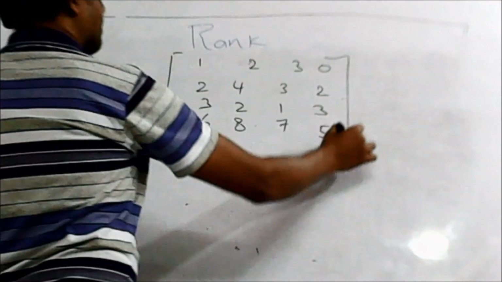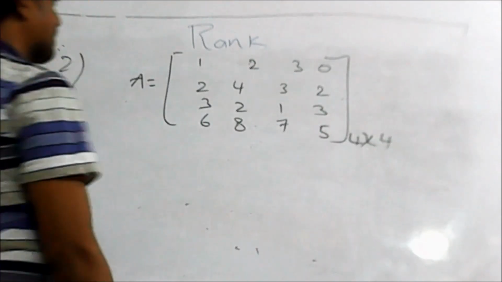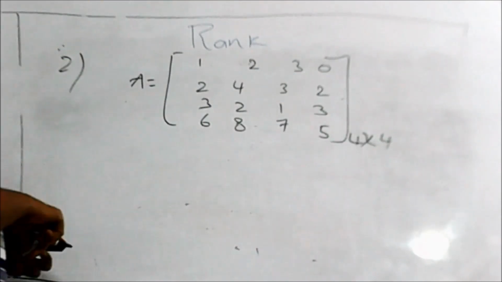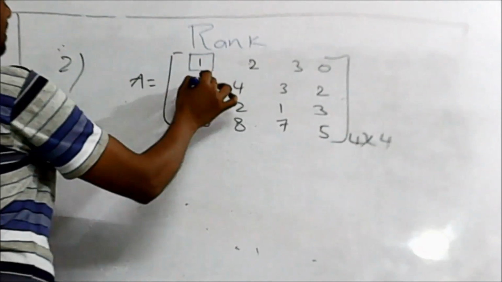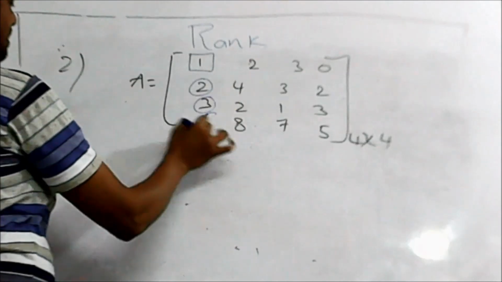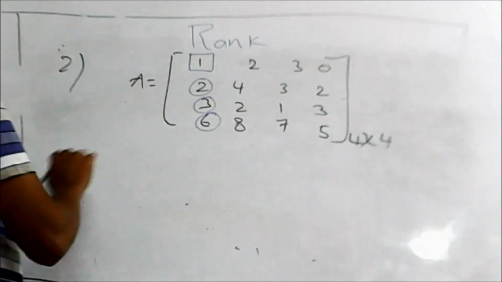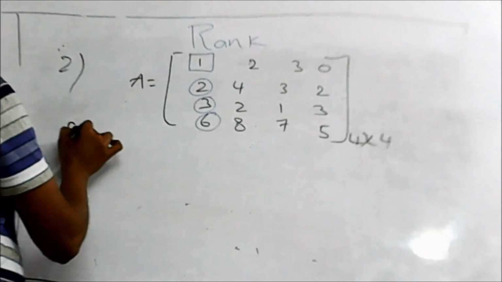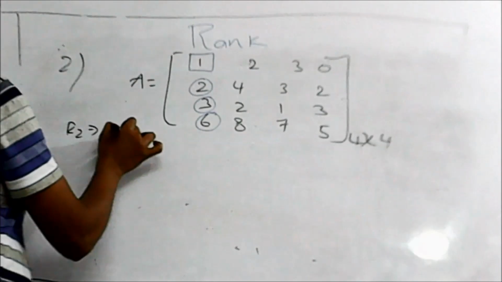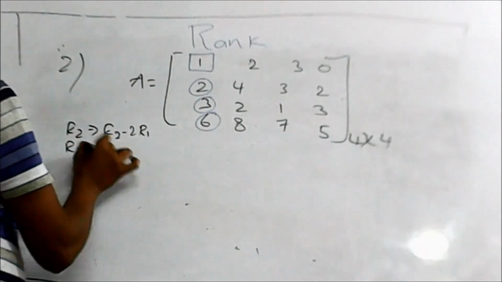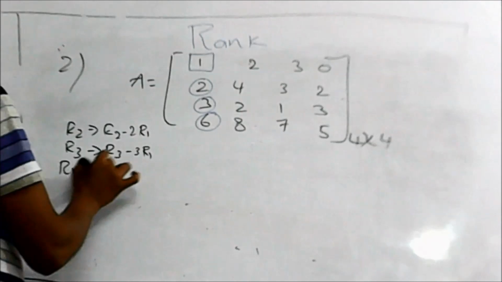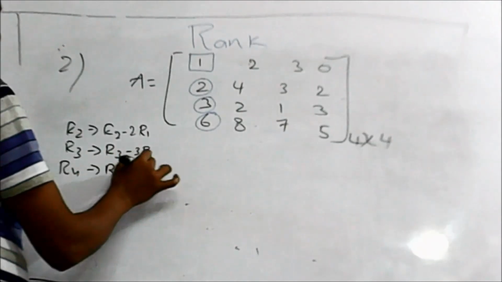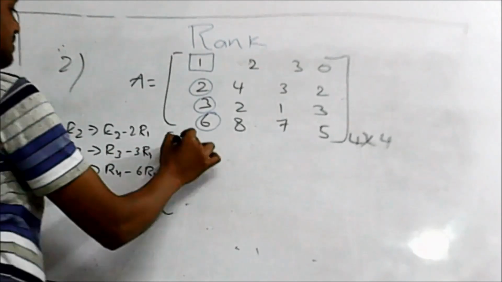So it is a 4 cross 4 matrix. You need to reduce it into normal form. You write given matrix A is equal to, after that apply row transformations. So for the first diagonal you need to make the remaining entries below as zeros. How to write? R2 as R2 minus 2 times R1. R3 minus 3 times R1. R4 minus 6 times R1. Right? So after this first operation, the result is like this.